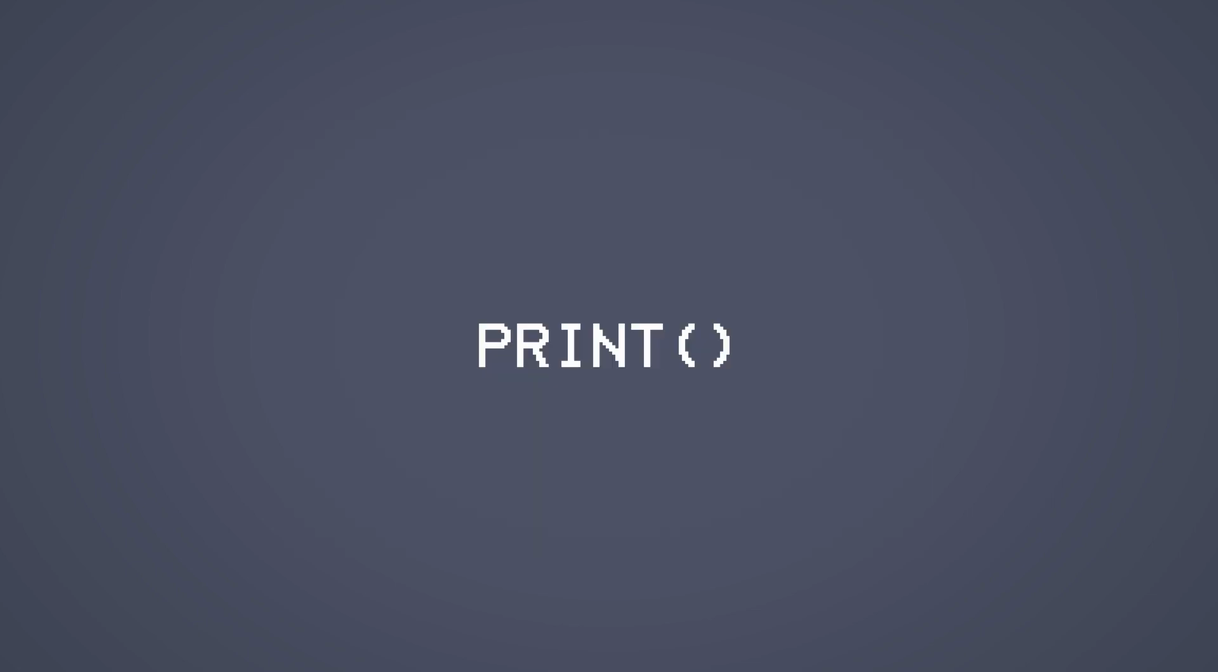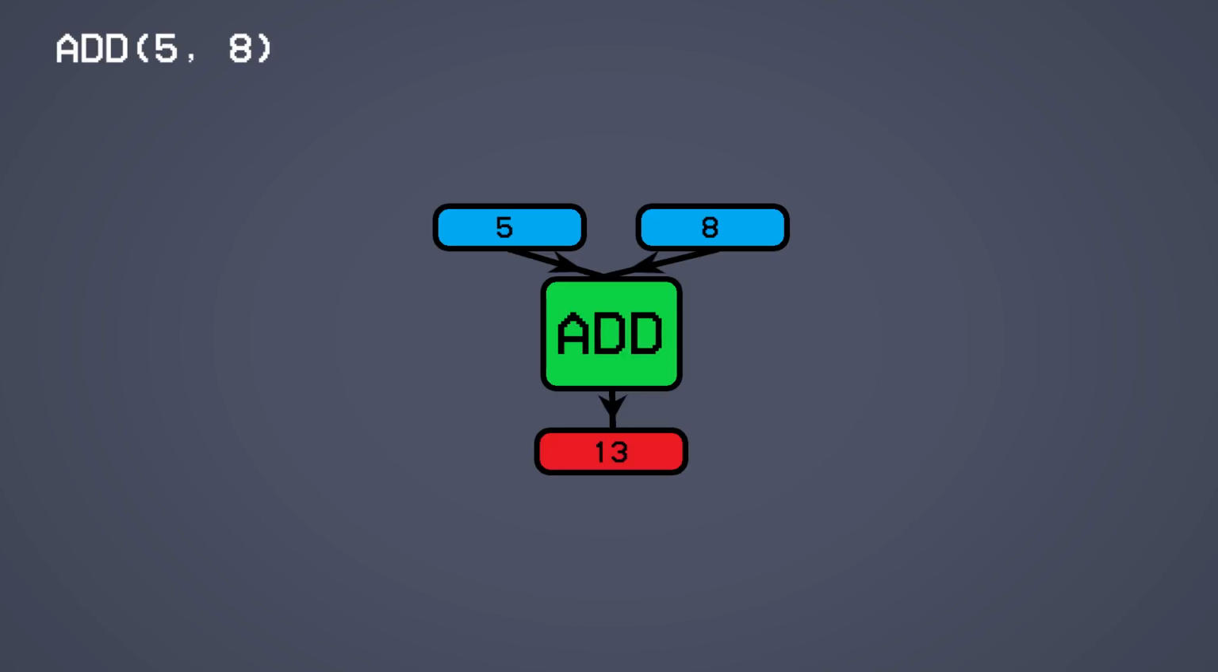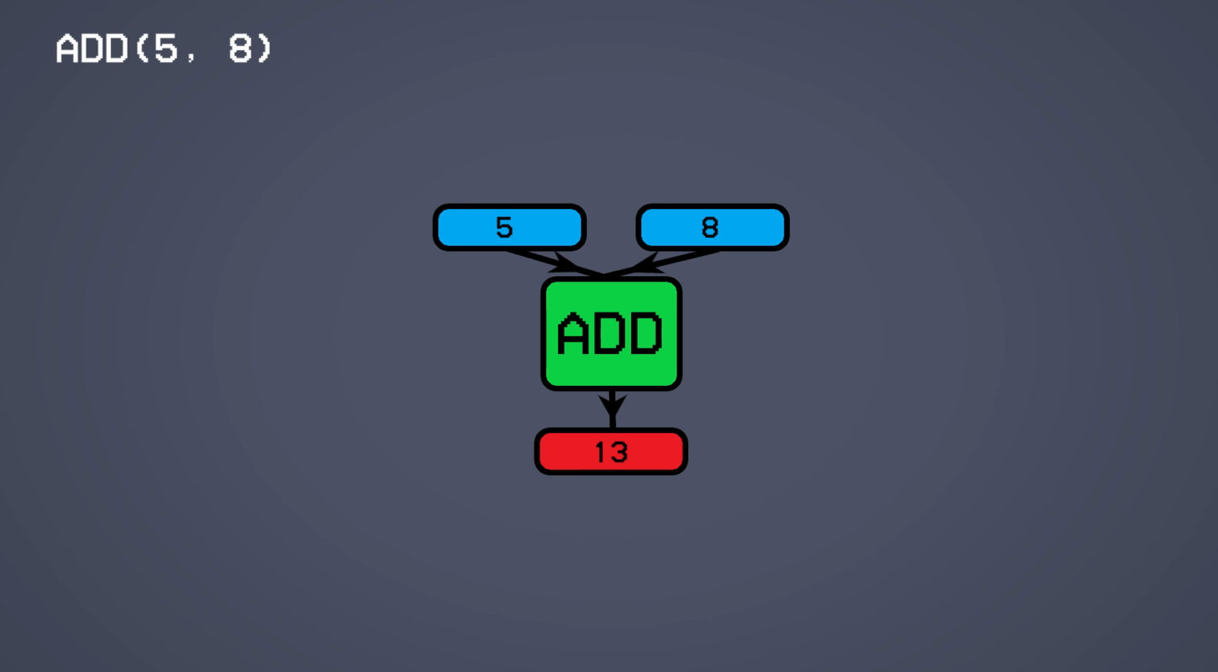First, we have something that we haven't covered yet, which is called a function. A function is something that does something. This isn't very descriptive, so let's look at a visual. In this case, we have an add function. This function will take in two numbers, let's say a 5 and an 8. These are called arguments, and they go between the parentheses. This function will return to us the sum of these two values, which in this case is 13, and this is called our return value.